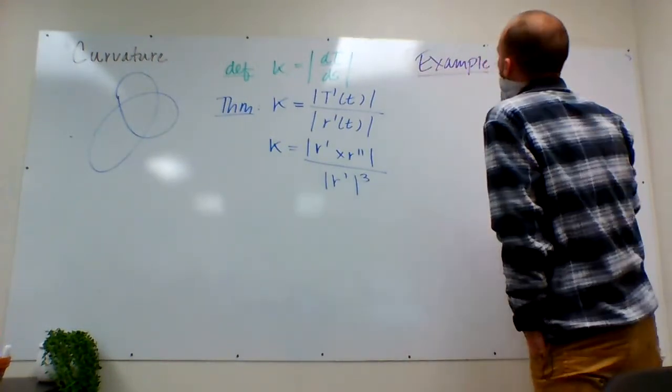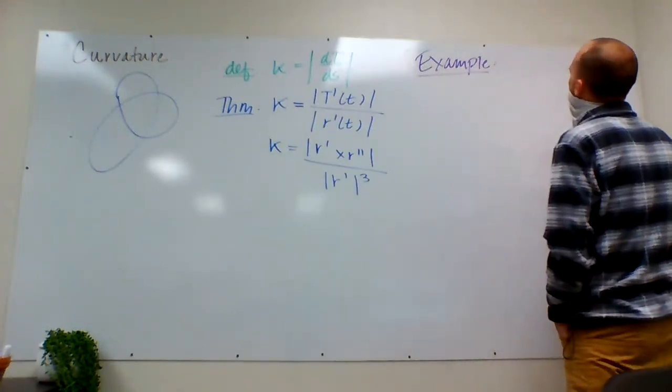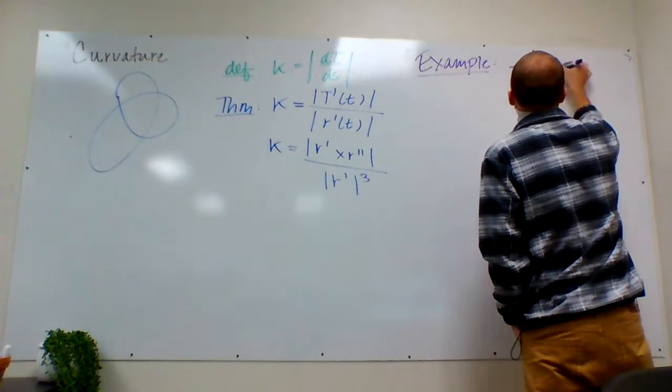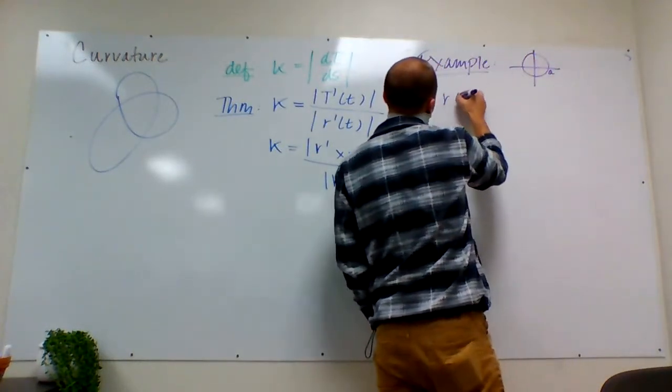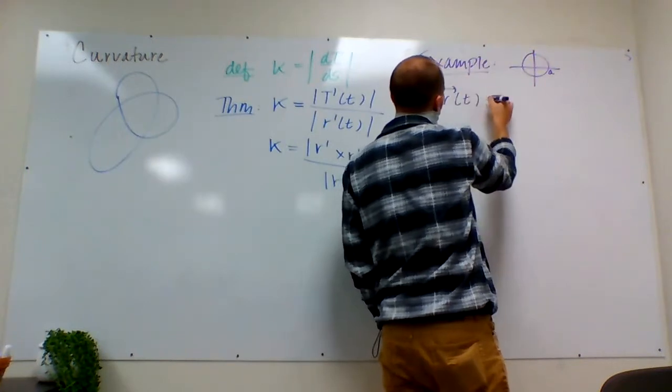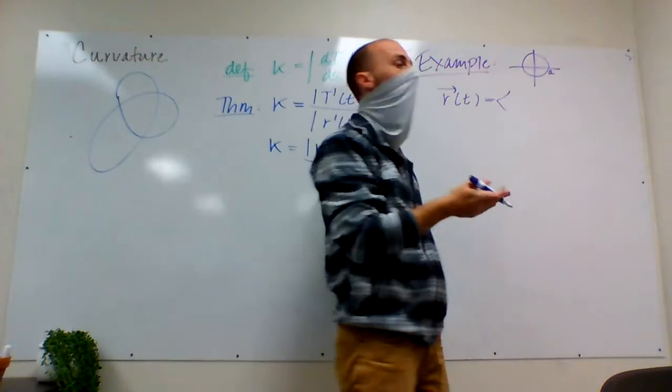So consider the circle, and with no loss of generality, I'm going to center it at the origin with radius a. And so I can call that, if there's one thing that we really learned in pre-cal, it is that I can parameterize this thing: a cosine t, a sine t.